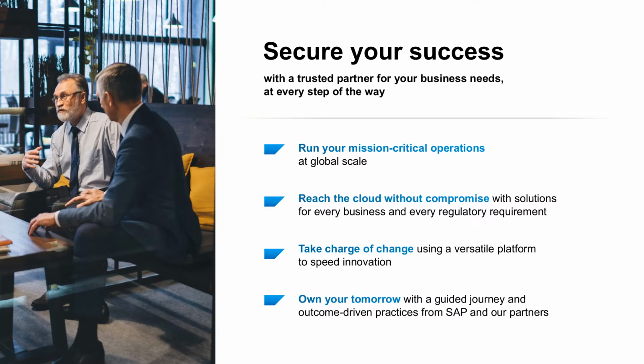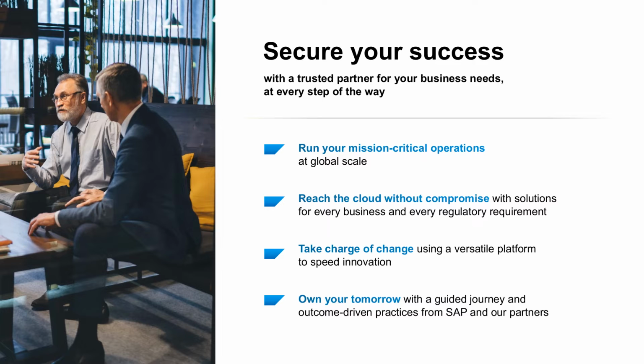Okay, so here we take a look at another slide in terms of how you as a partner will work with your customers to secure their success. So here we see the messaging, secure your success with a trusted partner for your business needs at every step of the way. And here we talk about partners being both SAP and you are a partner. Okay, so when we take a look at the notes on the slide, right, the 4 points below, we see some of the supporting facts.